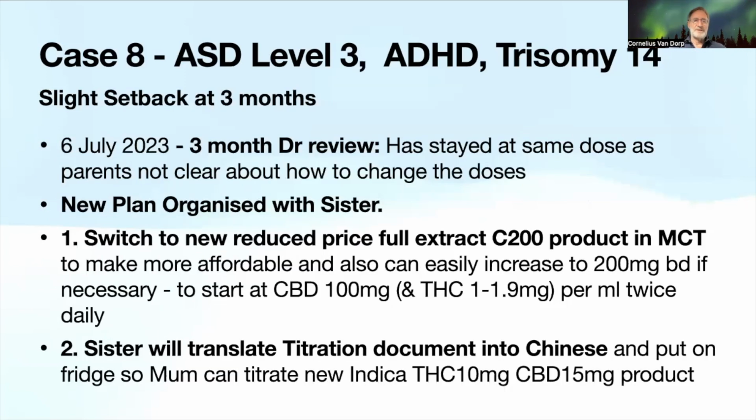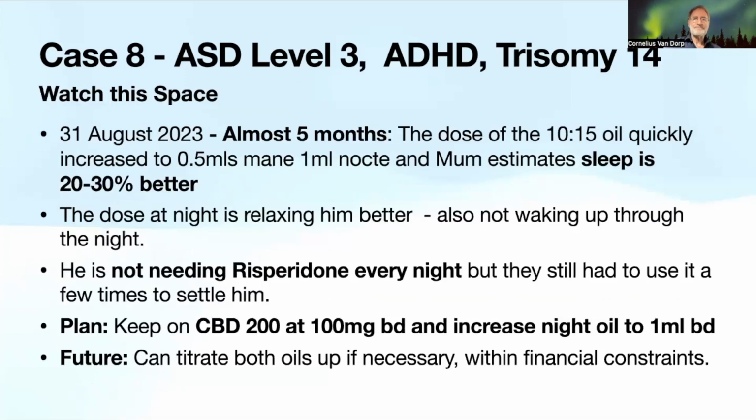And so by 6th July, 3-month doctor review, he actually had got the medicine but hadn't started it yet, as the sister hadn't actually communicated it well to the parents. So we came up with a plan, organised with the sister, to switch to a new reduced price full extract C200 product so we can get that dose of CBD up as high as we like and without too much money involved. And the sister would translate the titration document to Chinese and put it on the fridge so mum can start titrating the new product.